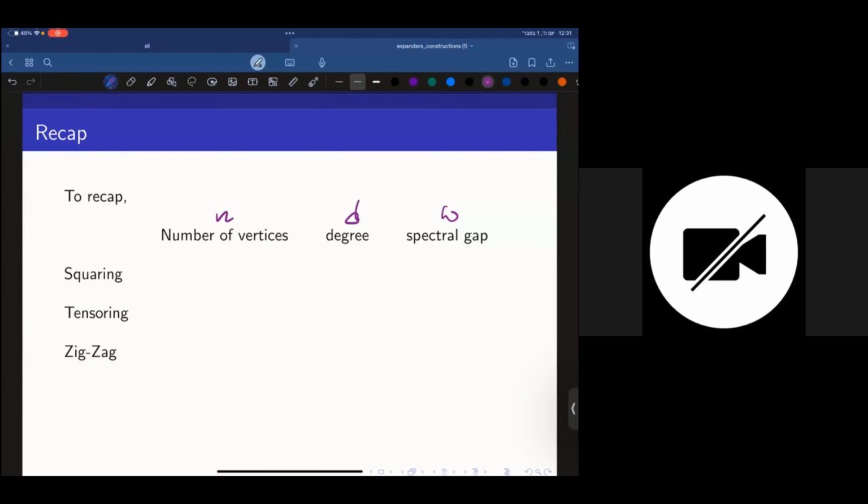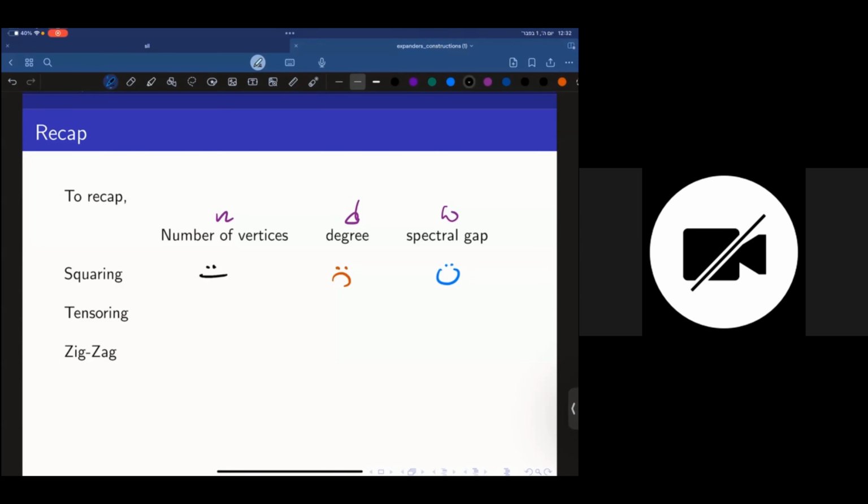So squaring, what does it do to the number of vertices? Nothing. What about the degree? It squares, and we don't like high degrees, so that's a bad one. And the spectral gap, the square is another, which is good because it's between 0 and 1. So you're really happy.